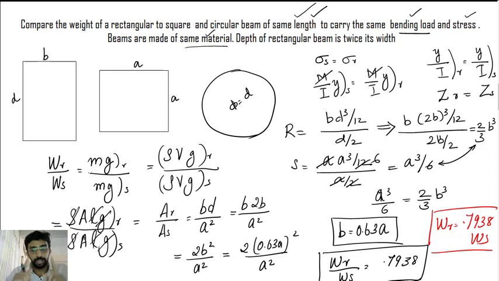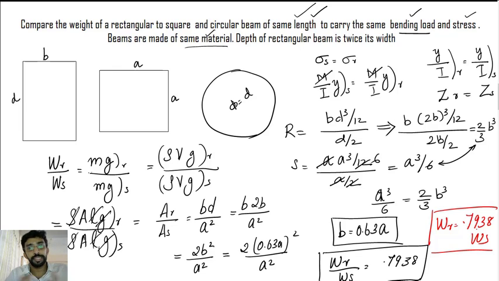If you take a circular section, or a square section and a rectangular section, which is made of the same material and has the same length, carrying the same load and stress, then the rectangular beam will be lighter when we compare it with the square, because the weight of the rectangle is only 0.793 times the weight of the square section.